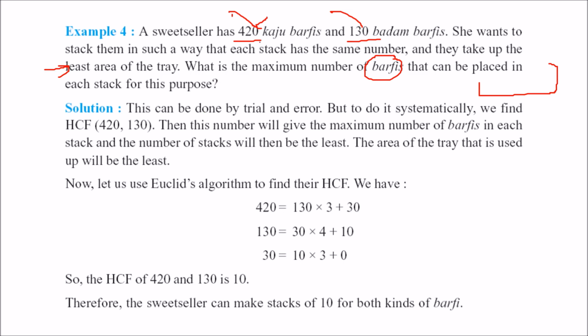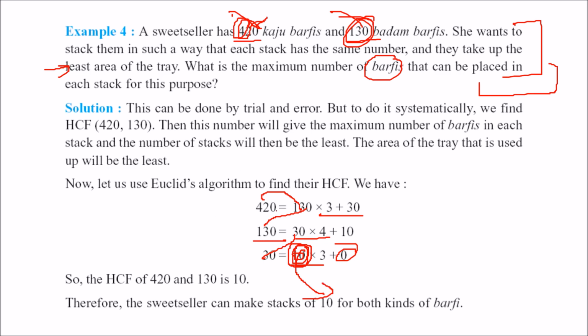As we see here, the question asks for the HCF of these two numbers, the highest common factor. So 420 can be written as 130 times 3 plus 30. 130 can be written as 30 times 4 plus 10. 30 can be written as 10 times 3 plus 0. Now we have got 0, so 10 is the HCF. So she ought to have the packs of these Kaju barfis in the number 10.